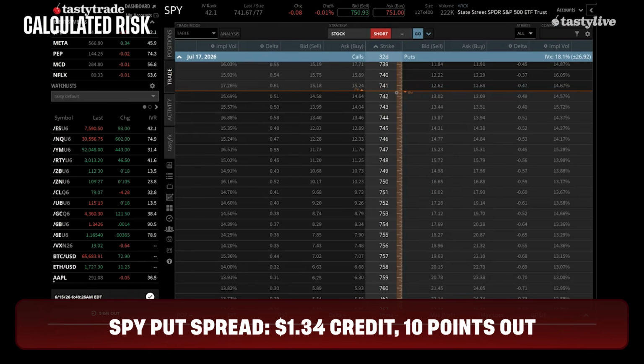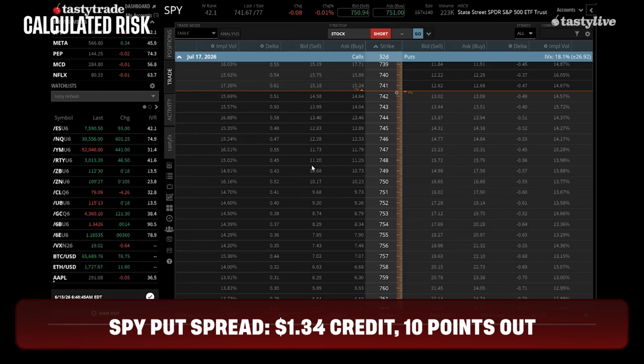Okay, so here I am inside of my Tasty trade platform. I've got SPY pulled up. This is the S&P 500 index. You can see the market is up huge here this morning in the pre-market. And let's set up a short put spread and compare it to a short call spread.